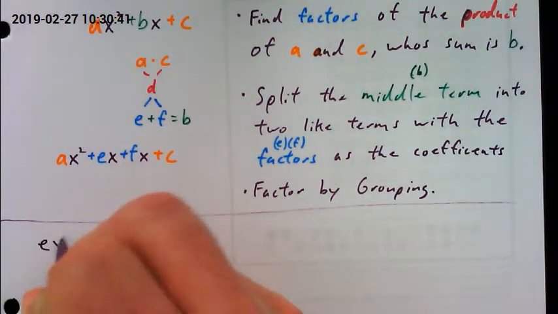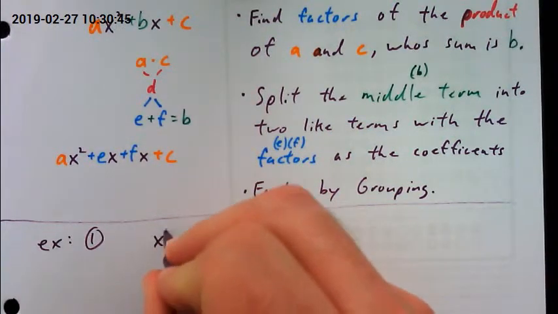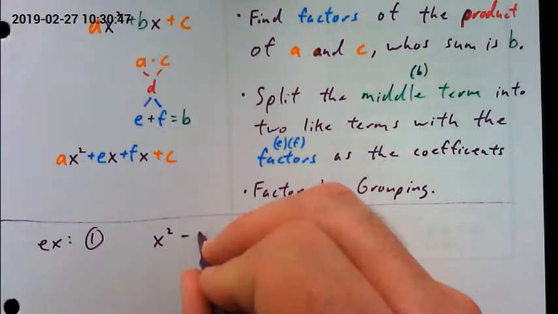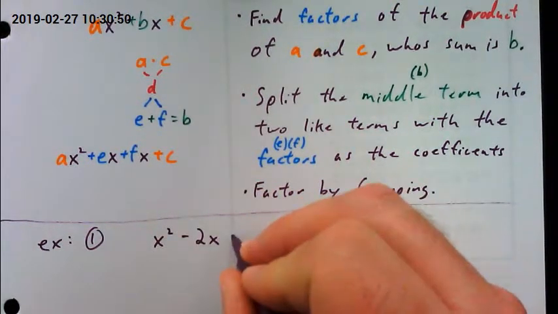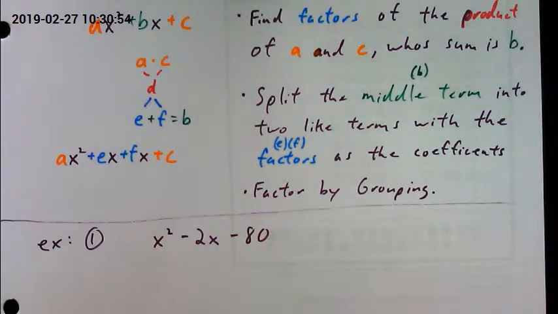The example here is going to be x squared minus 2x minus 80. Now, first thing we have to do is identify what our a and c values are, because that's the first thing that we have to do. Right? So our a value here is what?